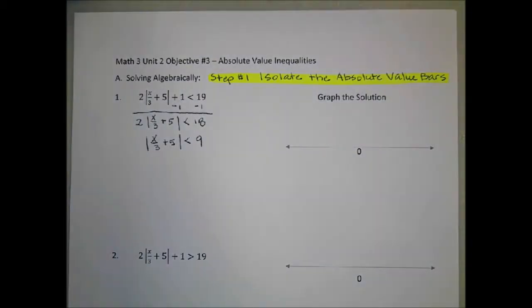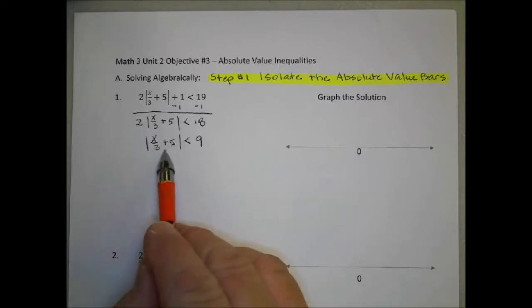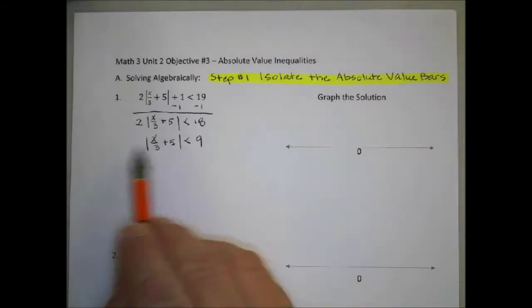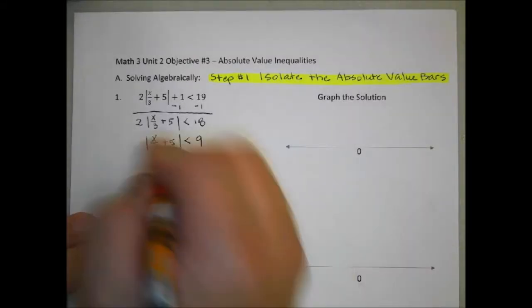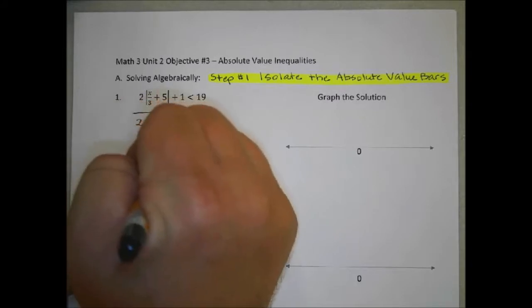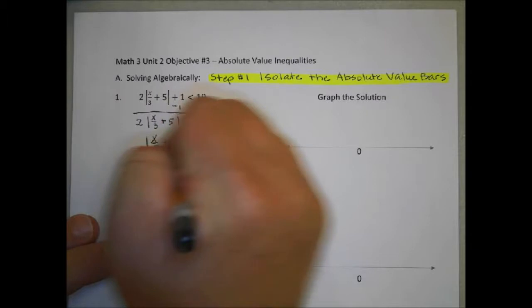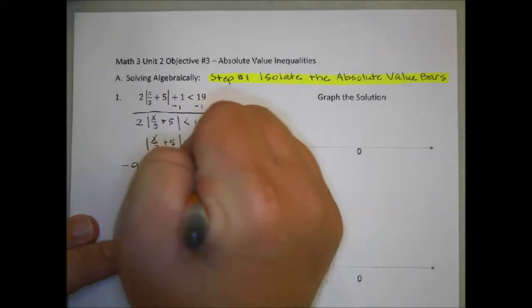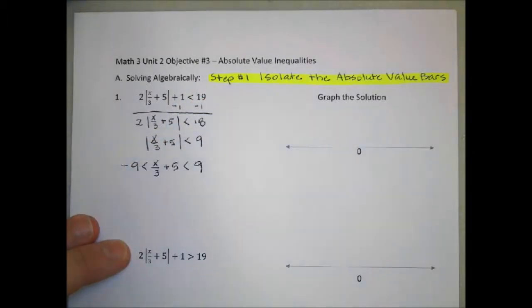Now we're going to have to do something a little different. Since this is a less than, I tell my students to make what I call a less than sandwich. We're going to put the x over 3 plus 5 between positive 9 and negative 9. And the way we're going to write it is like this. Negative 9 is less than x over 3 plus 5, which is less than positive 9. And now we're just going to solve both sides of the problem at the same time.